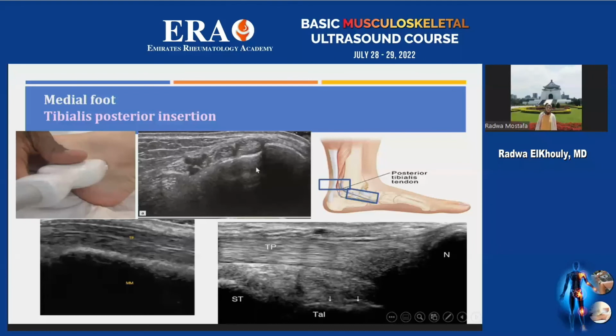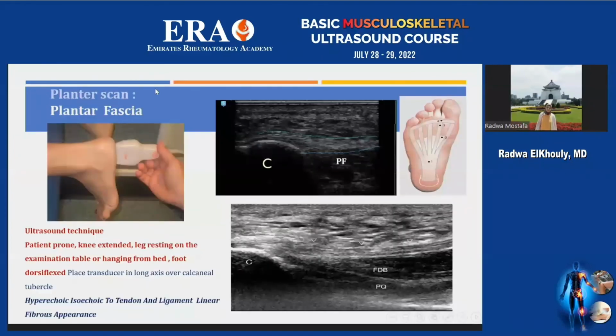So we will follow only the tibialis posterior, turning our probe to the long axis and sliding along the medial aspect to its insertion at the navicular bone. It will appear as hyperechoic fibers to the navicular bone.